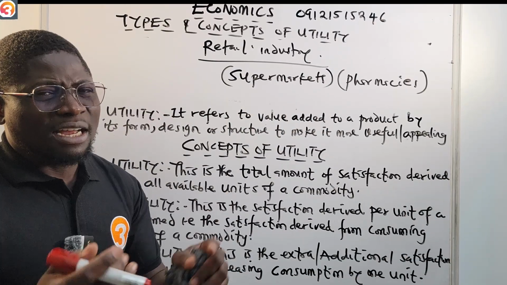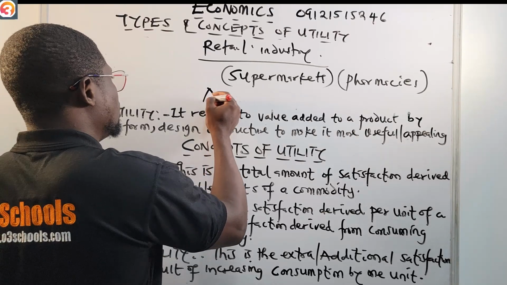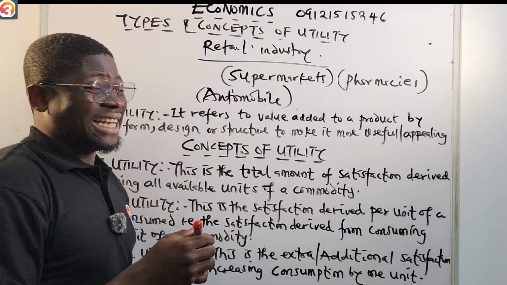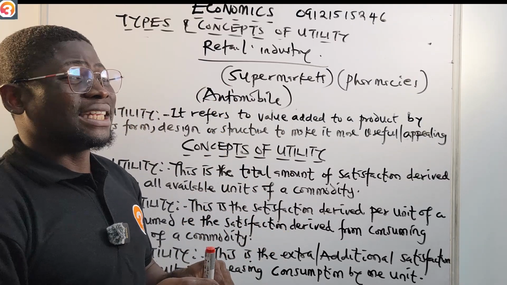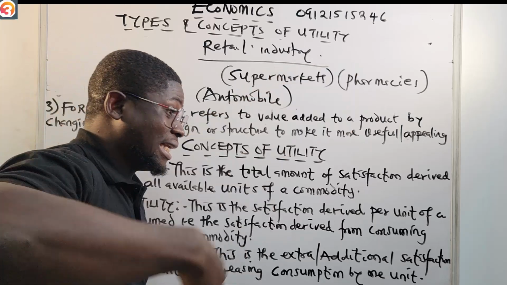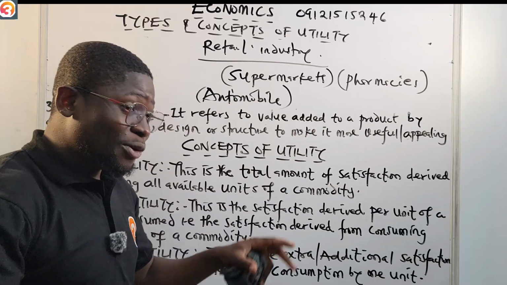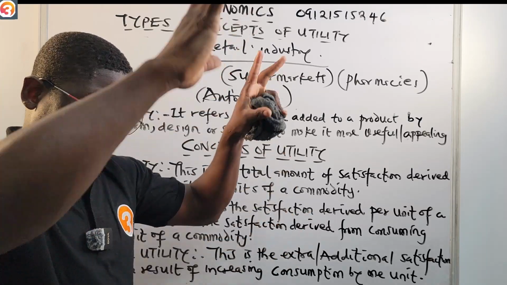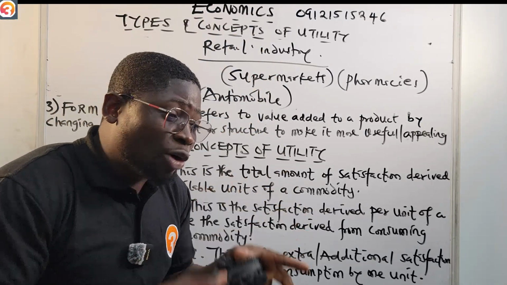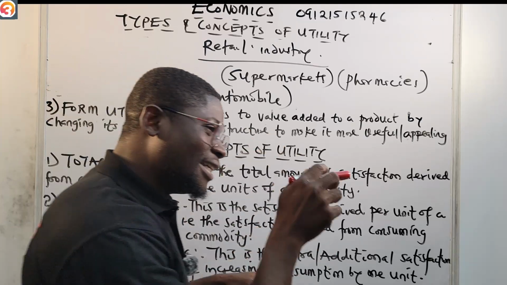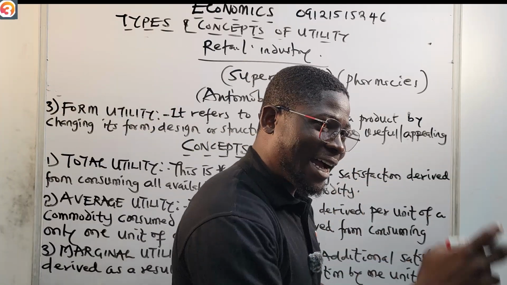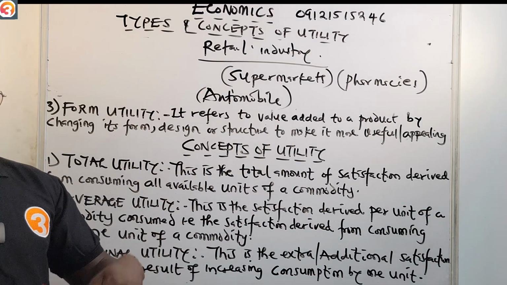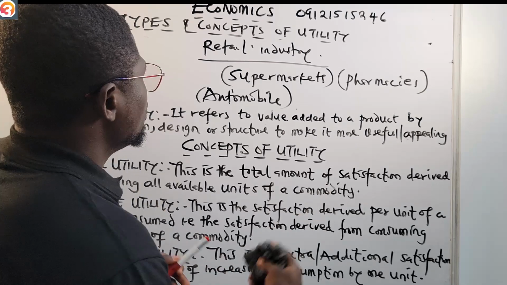Another example is the automobile industry. Those that sell cars are easily located in very busy areas where people passing can easily see them. They put their workshops or stores in a place where people are always going through, so that they can see, like, and go and test. So the automobile industry is also an example of an industry that has place utility.